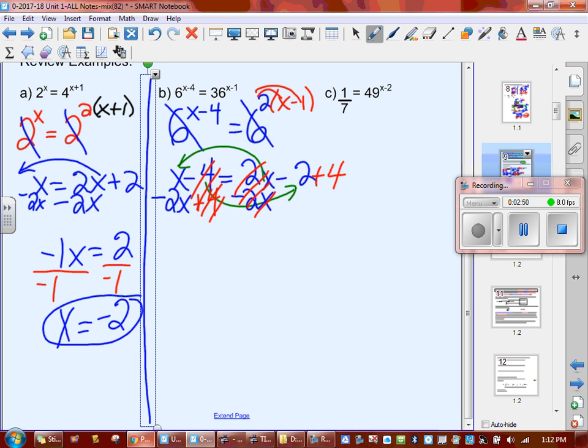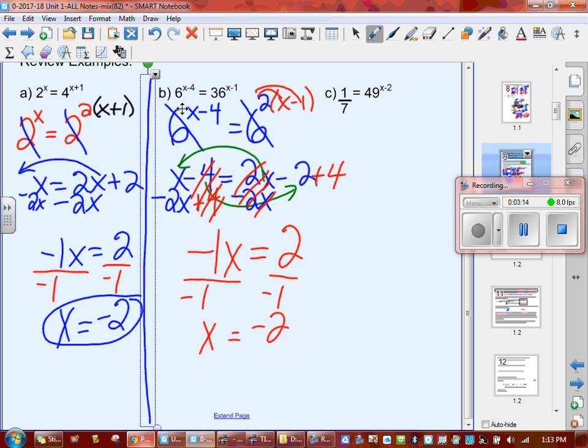Now we add up like terms on each side. So we have 1x, subtract 2 x's, gives us a negative 1x. Negative 2 plus 4 gives us a positive 2. Now we divide out our negative 1. x equals negative 2. I think I went around and said some of you were wrong, but you're right. I apologize. Okay, next, letter C.